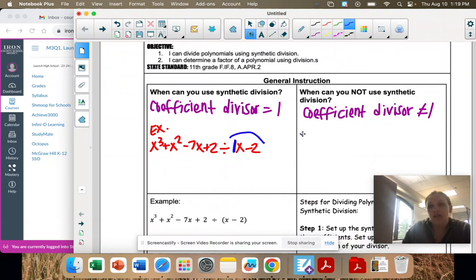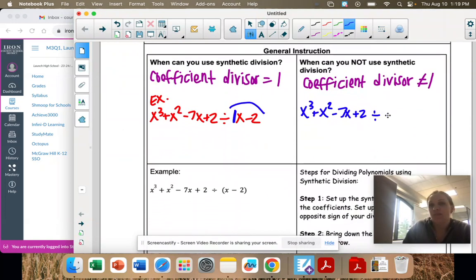Say we were taking the same thing again, x cubed plus x squared minus 7x plus 2, and we were dividing it by 2x plus 1. Because of this 2, that means we cannot use synthetic. This number in the divisor next to the x has to be 1 to use synthetic division.